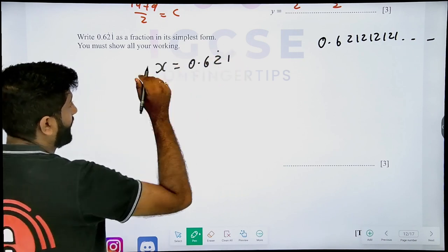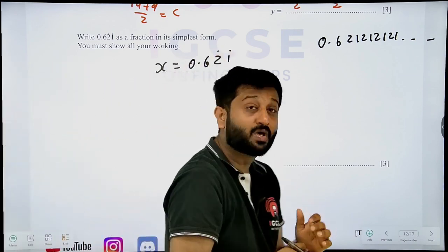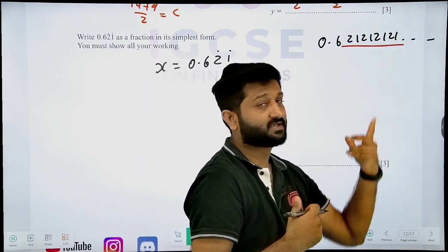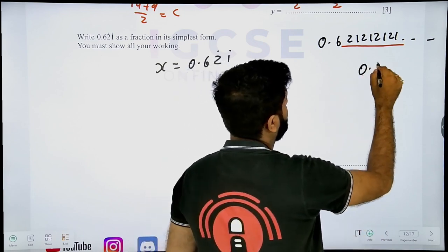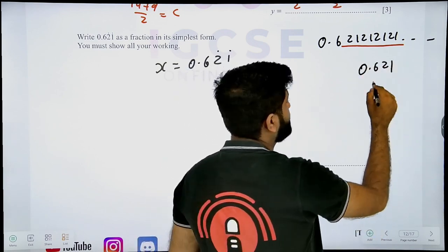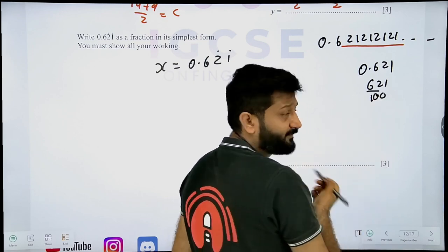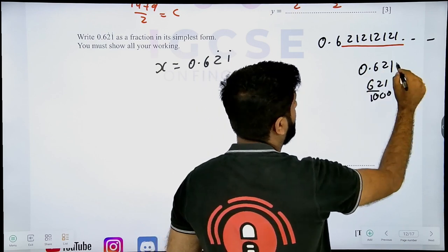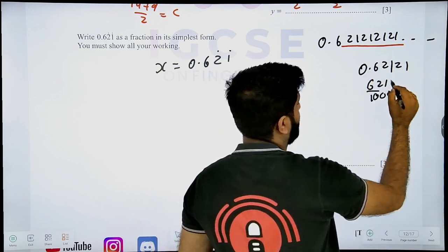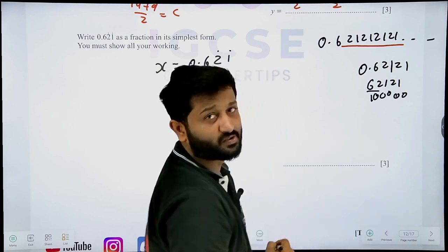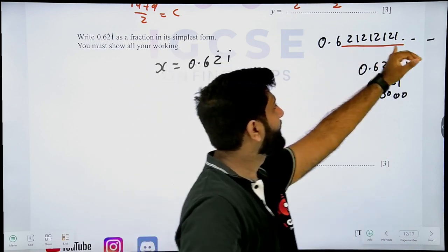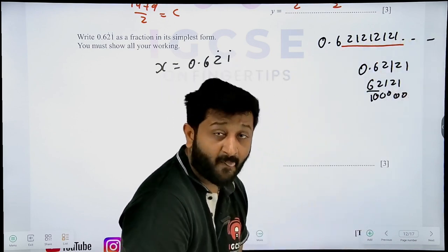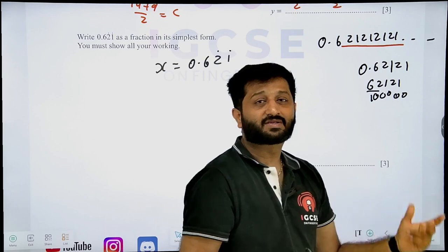x equals 0.621 repeating. Now I know that two digits are getting repeated. My purpose here is to remove this repetition of digits. Because if the answer had been 0.621, I could have easily written this as 621 over 1000. If I had 621, then I could have written this as 621 followed by 2 more zeros. But as this is going up to infinity, it is endlessly getting repeated, I do not know how many zeros I am supposed to put.